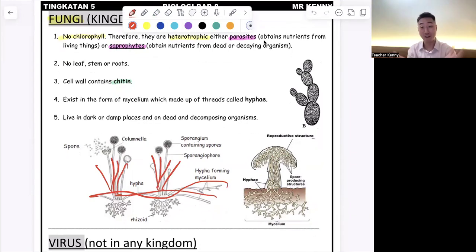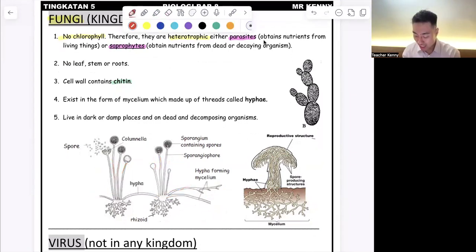So it's a whole network. They call this a mycelium. Mycelium. Say mycelium. Okay, they form mycelium. And this mycelium is made up of 一条一条, one string, one string. It's called hyphae. Now, this whole thing is the mycelium, and one of the strings is called a hypha.